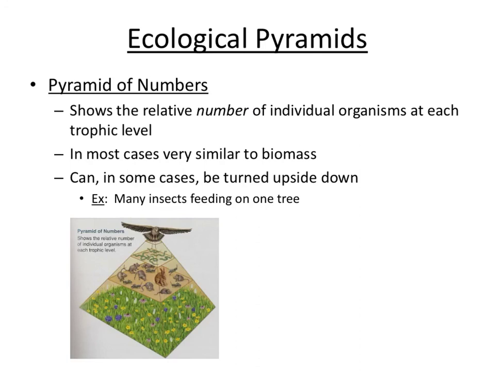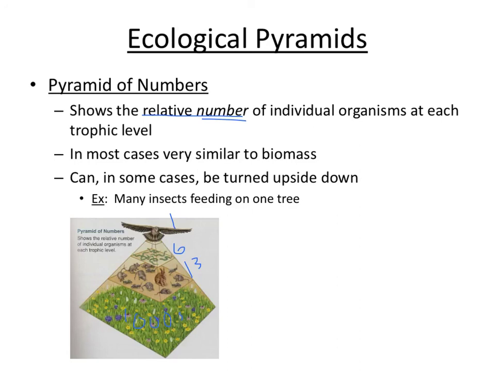Now, the last kind of pyramid is a little bit different. The last pyramid is called a pyramid of numbers, and this actually shows the relative number of individual organisms at each level. So a literal count of the number of organisms. This is usually similar to biomass, but not always. So in this picture, there's maybe thousands of plants down here. We can count, 1, 2, 3, 4, 5, 6, 7, 8, 9, 10, 11, 12, maybe 13 of these little rodents. Looks like there's 6 snakes, and there's 1 hawk.